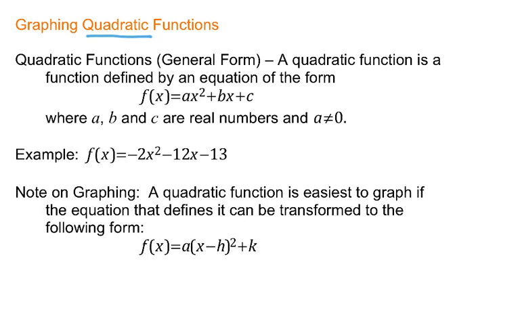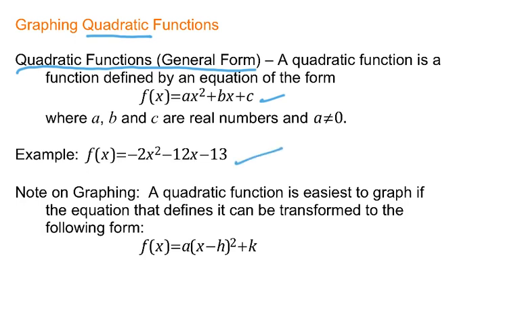A quadratic function, written in what we call general form, is a function defined by an equation of the form f of x equals ax squared plus bx plus c, where a, b, and c are real numbers and the value of a cannot equal 0 because that would make the x squared term disappear. So notice that that's very similar to looking at a quadratic equation. We would probably just have a 0 where the f of x is. So it's a function defined by a quadratic expression.